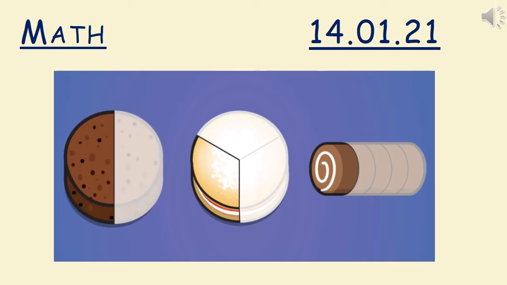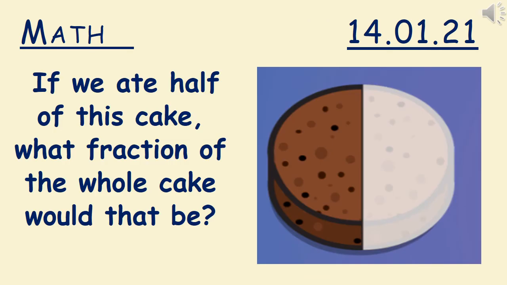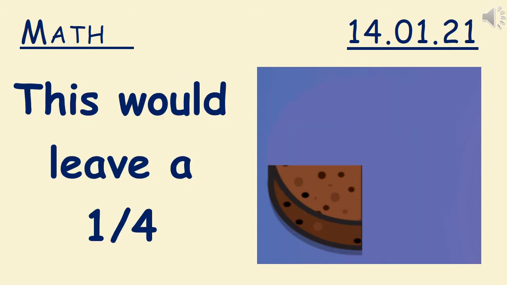Here is the leftover cake I have. I have half a chocolate cake, I have a third of a Victoria sponge, and I have a fifth of a roly-poly. So if we ate half of this cake, the chocolate cake, what fraction of the whole cake would that be? That's right, this would leave a quarter.